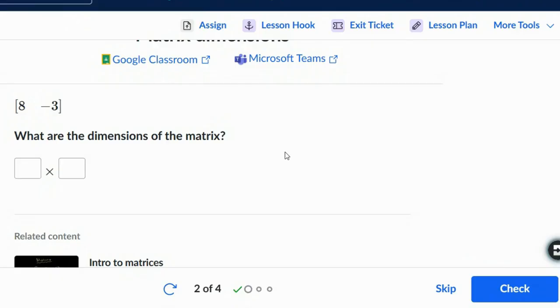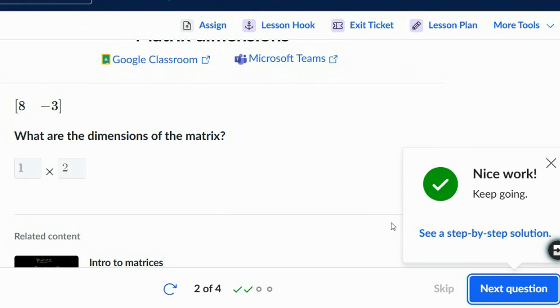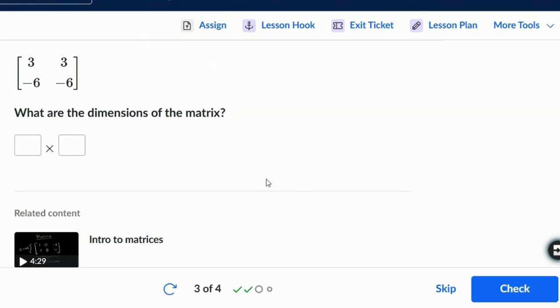Rows and columns. All right, good job, everyone. Yeah, it's a 1 and a 2. It's a 1 by 2. 1 row, 2 columns. Very small, simple. 1 by 2. Let's turn that in. Nice work. Keep going. Next question.